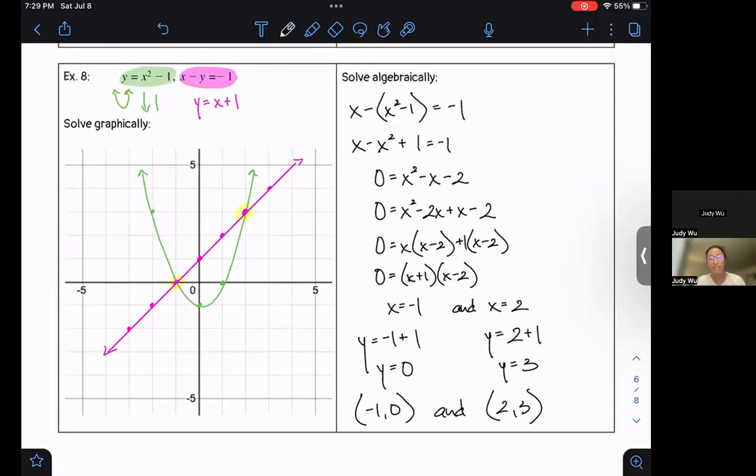So sometimes it's actually really helpful to be able to do it two different ways, graph it and use algebra, so that way you can actually make sure that you're correct, right?